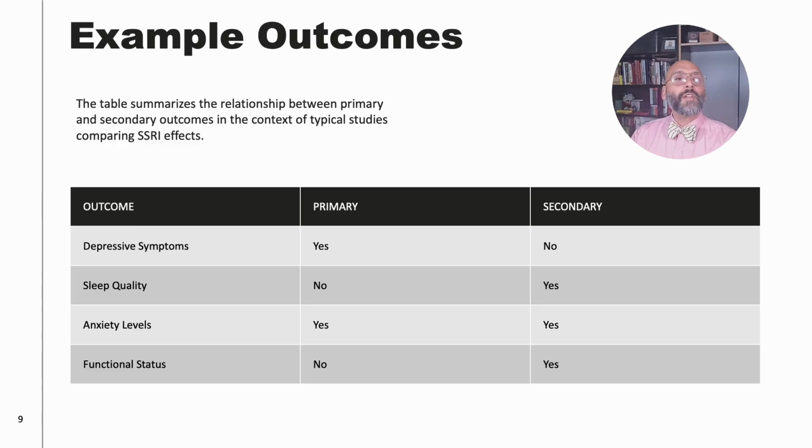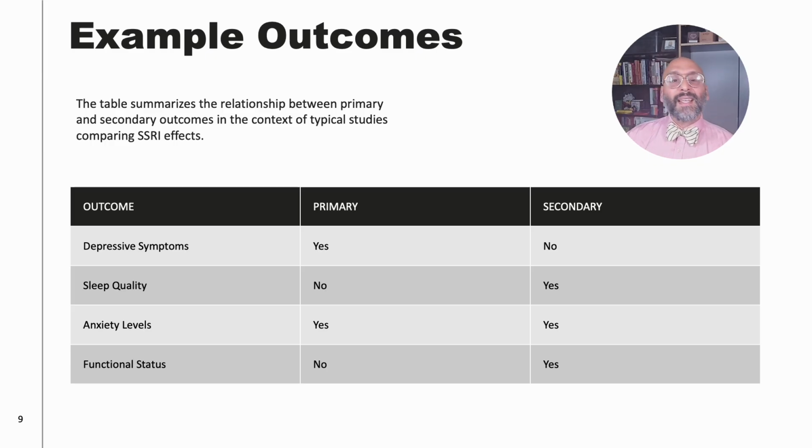Now, this table is here to make the abstract distinction between primary and secondary outcomes a little more concrete. Let's take, for example, a typical selective serotonin inhibitor trial, right? It's for depressive symptom reduction. This is almost always the primary outcome. Now, that is the outcome that the trial is powered to detect, and the one regulatory approval hinges on.